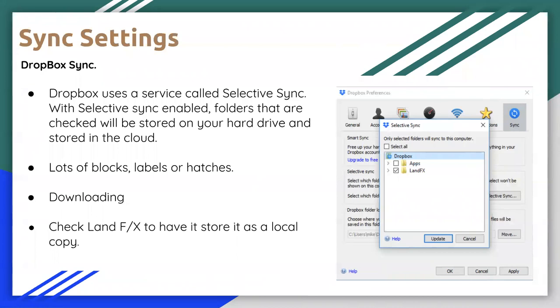So with Dropbox, for instance, they use selective sync for the home edition. Any folder that you have checked, it stores a local copy on your system. That's what you need to make sure you use, especially if you have, our libraries are rather large. So if you've been working with it for a while, you'll have quite a large number of blocks, labels, or hatches.